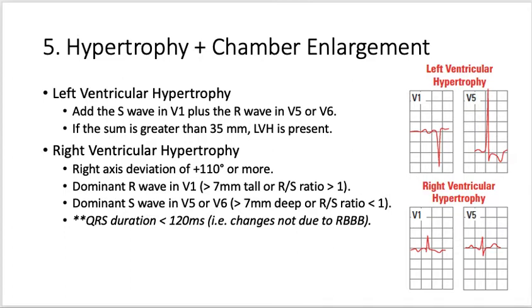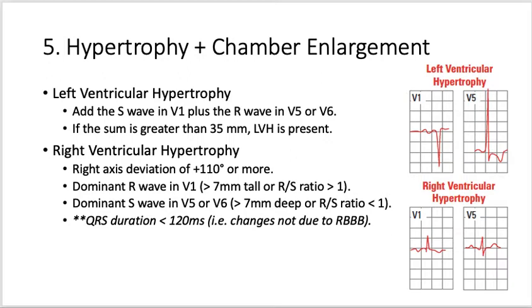Next, we want to look at the hypertrophy of the ventricles, or if there's any chamber enlargement. There are many different criteria that you can use to consider LVH or RVH. The Sokolow-Lyon for LVH is generally the most common one. It's pretty straightforward to determine. All you do is add the depth of the S wave in V1 with the height of the R wave in V5 or V6.